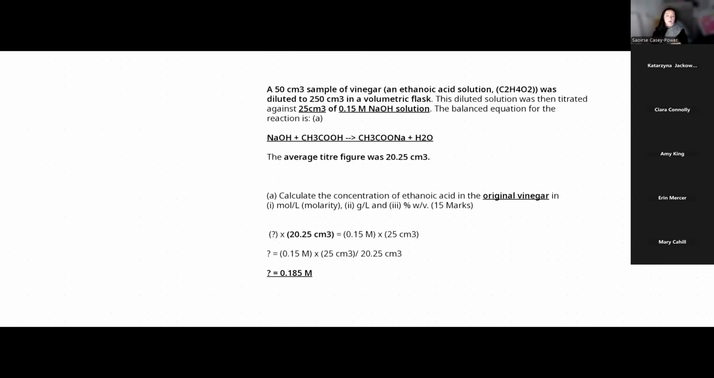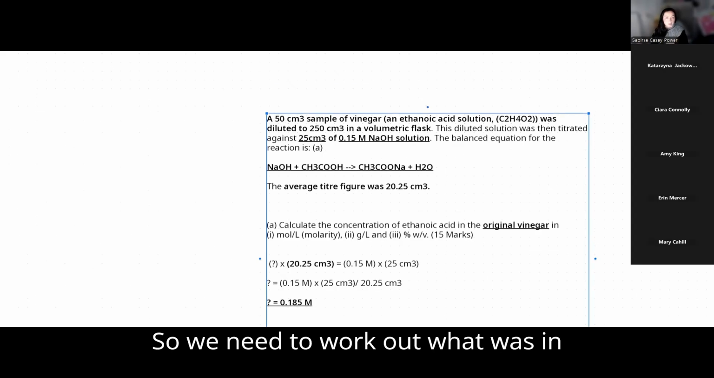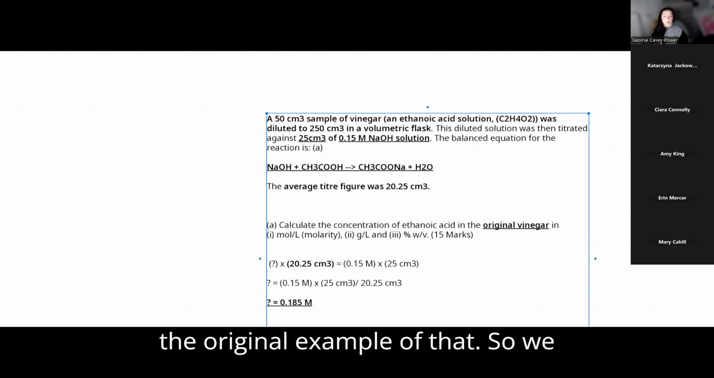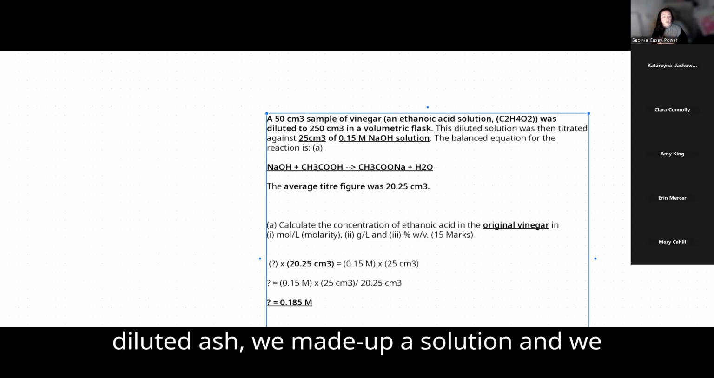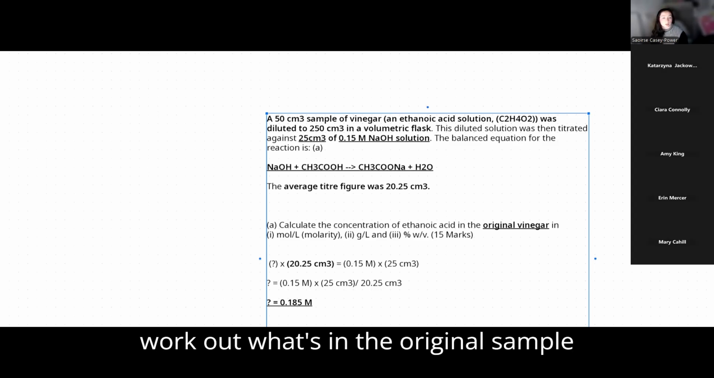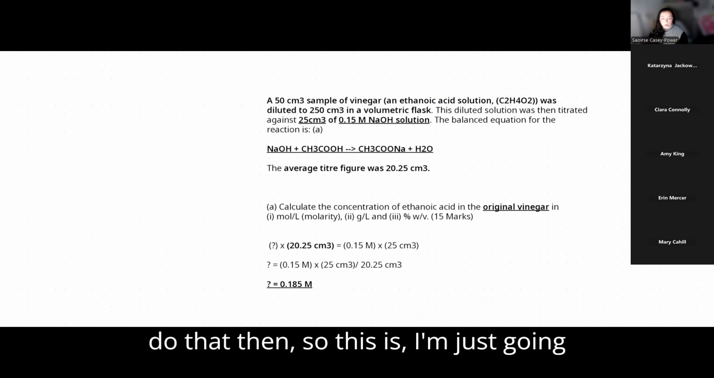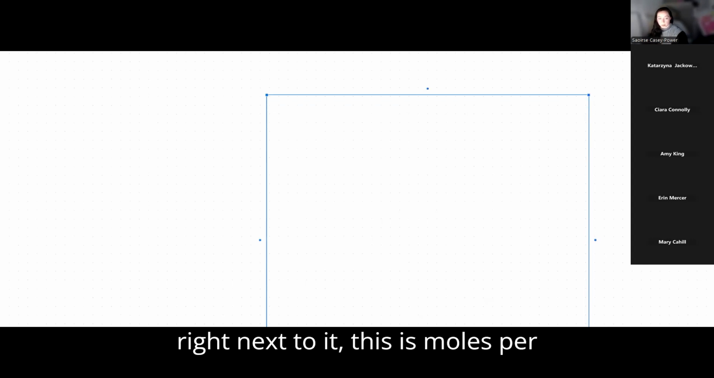So we need to work out what was in the original sample of that. We diluted that, we made up a solution and we diluted it, so we need to work out what's in the original sample here. And to do that, I'm just going to write next to it that this is moles per liter.